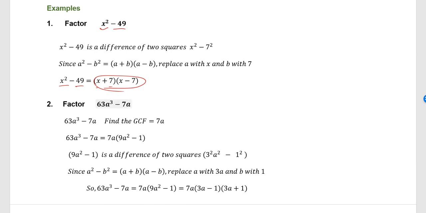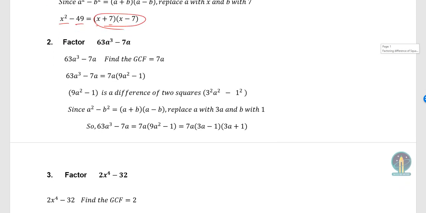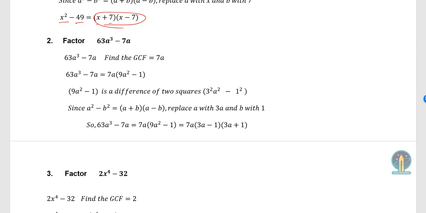Factor 63a cubed minus 7a. First, we can find the greatest common factor of both terms, which in this case is 7a, right? If we factor 7 from 63, we get 9 left, so 7 times 9 is 63. So 63a cubed becomes 7a times 9a squared, and then factoring 7a out of 7a gives us 1, right? So here we have 7a times 9a squared minus 1. This is an a, not a 9.